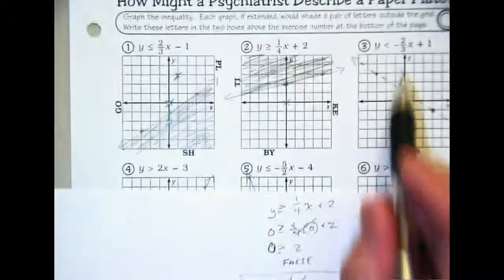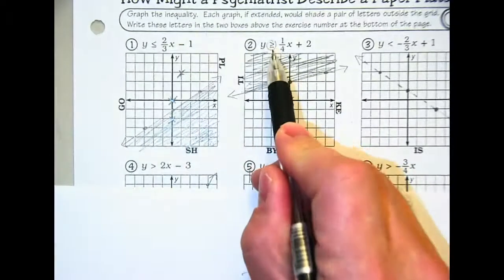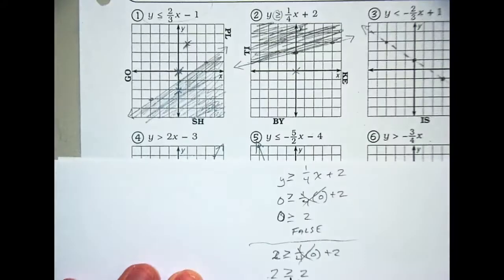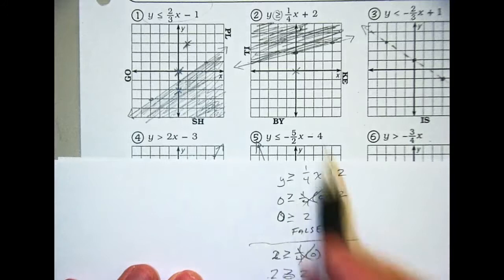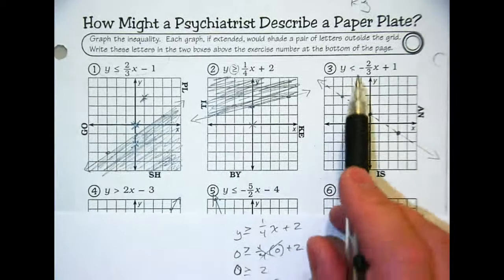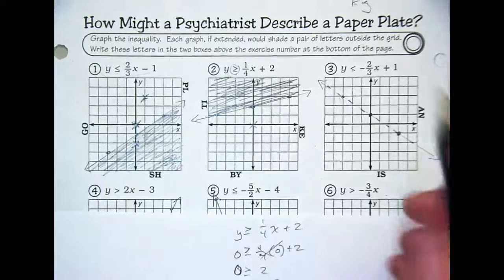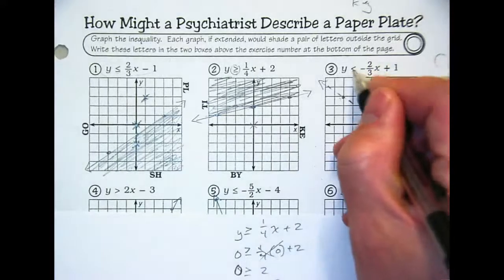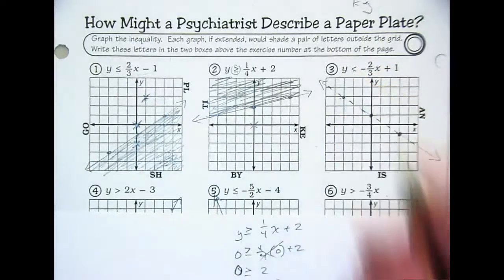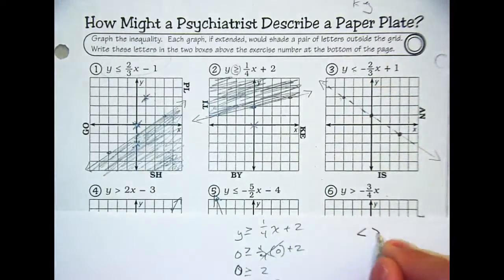Okay? That's what that equal to helps us with. If we didn't have the equal to, 2 isn't greater than 2, it wouldn't work. So that equal to piece helped us out there. Gave us that solid line. Where if I have this symbol, this is a dashed line. So when you have the less than or greater than symbol, you have to use a dashed line.